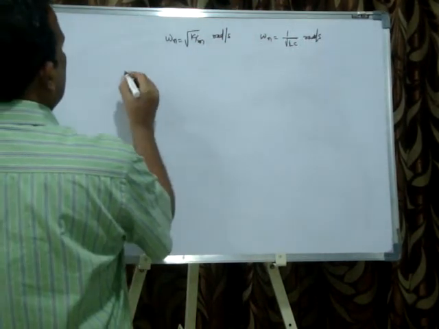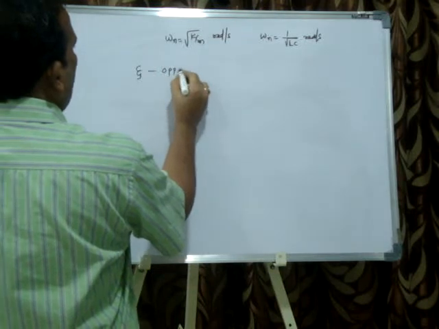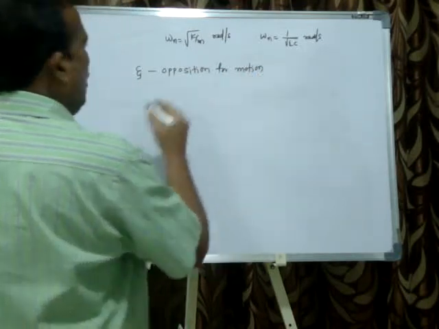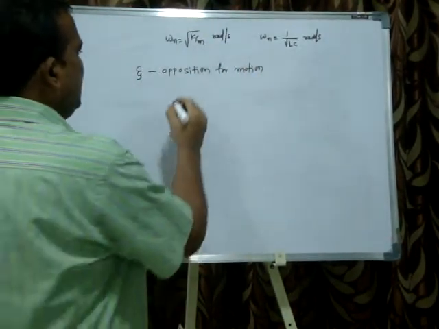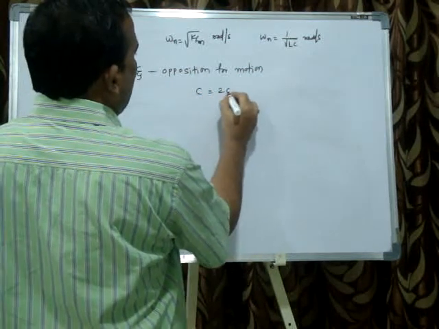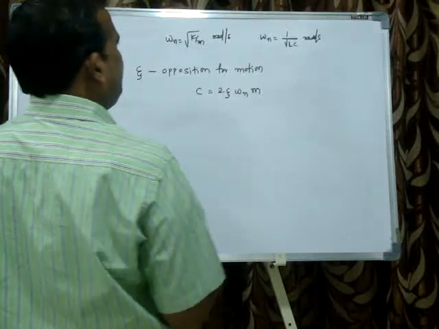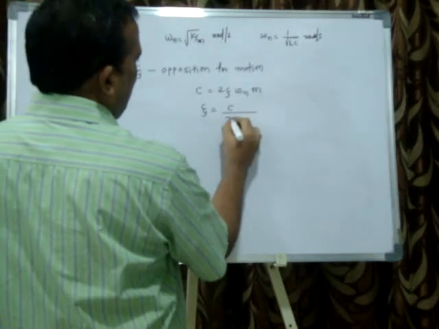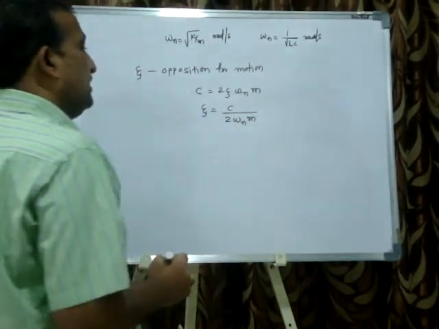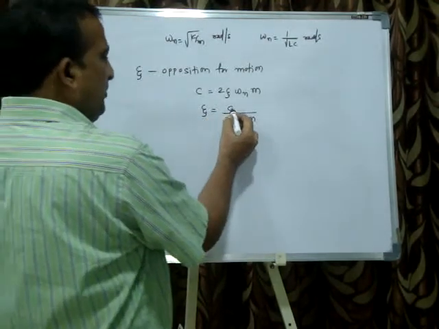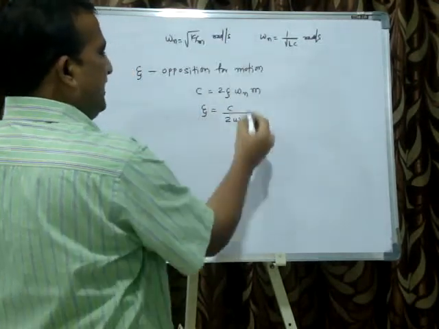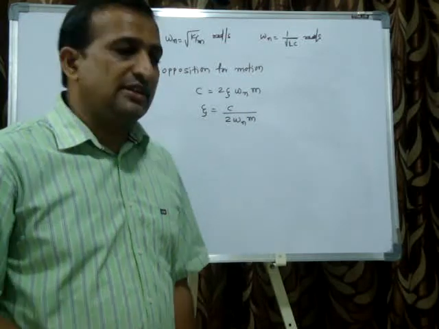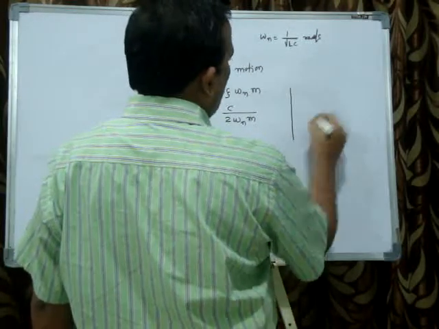And zeta is what? Zeta is called opposition for motion. How to calculate zeta? If I know C, C is equal to 2 zeta omega n m, where m is the equivalent mass. If I know C, I can find zeta. But the next question is: in this case C is given in the problem, omega n means root of k by m, and m is given. But how to calculate C? The problem will give C, but how to find C? C is a function of what?